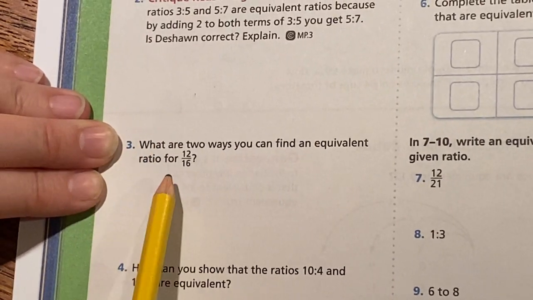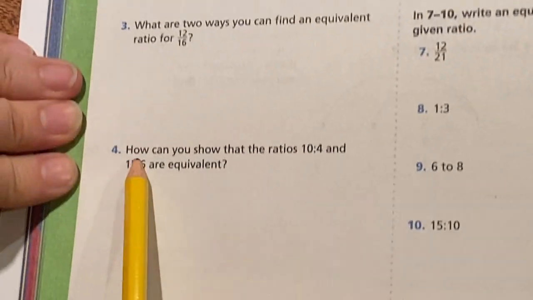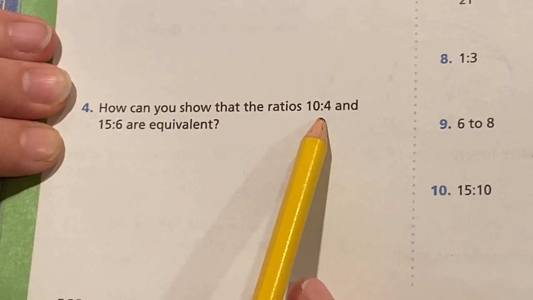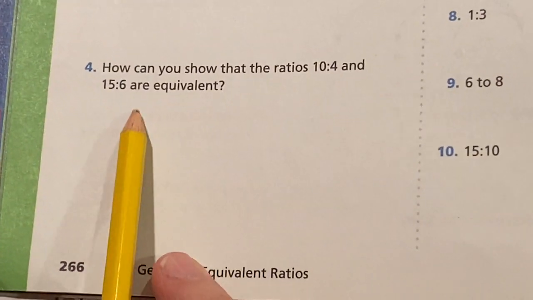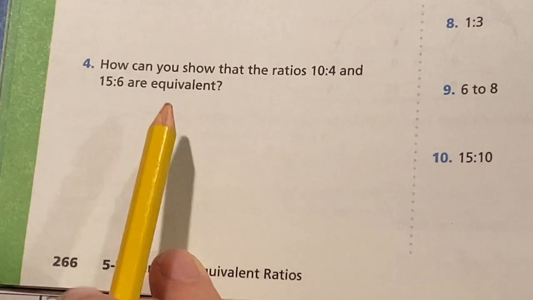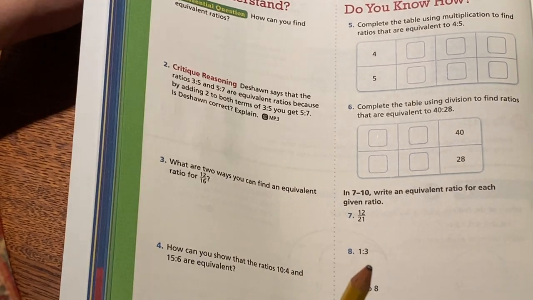All right, what are 2 ways you can find an equivalent ratio for 12 to 16? What have we been doing? What are 2 ways that you can find equivalence? Okay, and finally, how can you show that the ratios 10 to 4 and 15 to 6 are equivalent? How can you show it? All right, work on those 4 problems, pause the video, and start it up again when you are ready to check your answers.